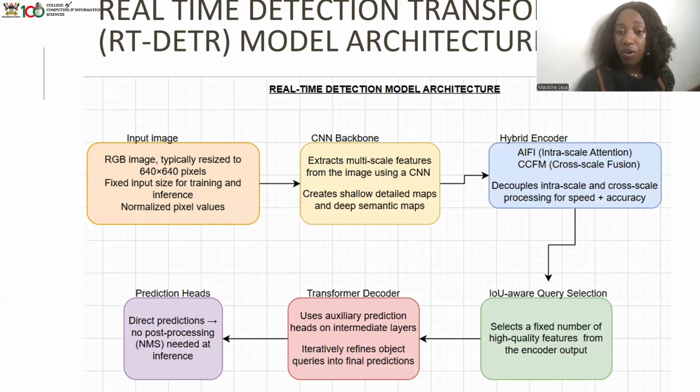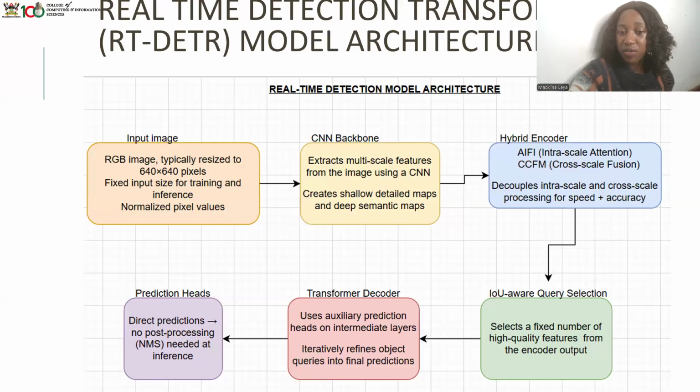From the hybrid encoder, we move on to the IoU, the intersection over union aware query selection. This one selects a fixed number of high quality features from the encoder output. After getting the results from the hybrid encoder, we push them into the intersection over union aware query selection, which selects the best features. Then we move on to the transformer decoder. This one uses auxiliary prediction heads on intermediate layers.